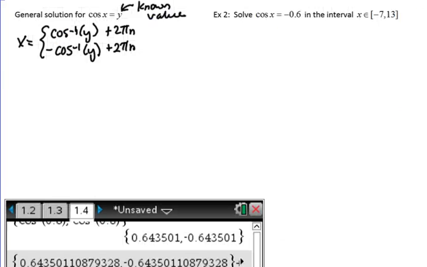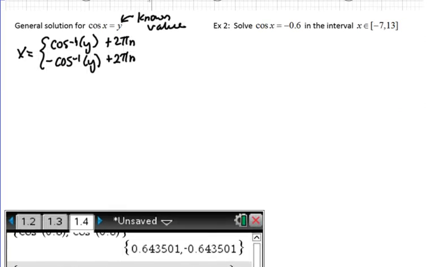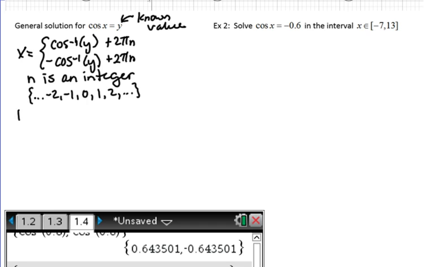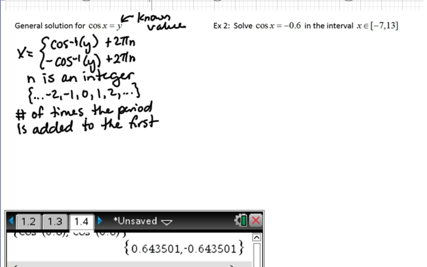So n represents a positive or negative whole number, or an integer. So this is n is an integer. And just to refresh you about what an integer is, that means it is a positive or negative whole number. The dot, dot, dot, of course, means that these continue on. And it's the number of times the period is added to the first two solutions, which are opposites of each other. So opposites plus or minus 2 pi n.